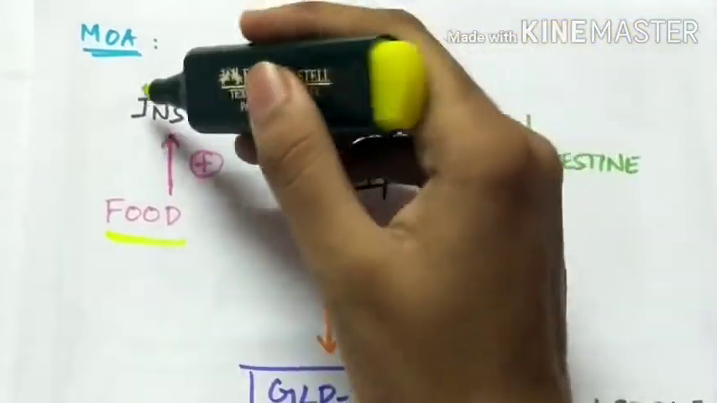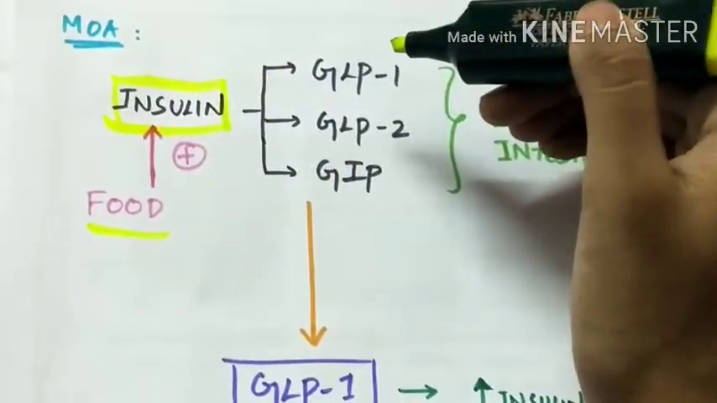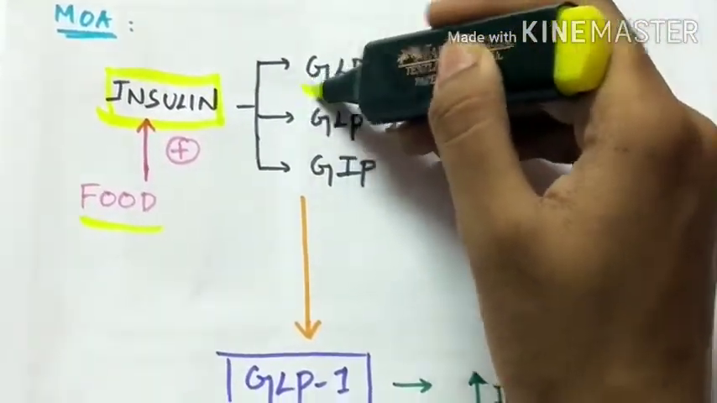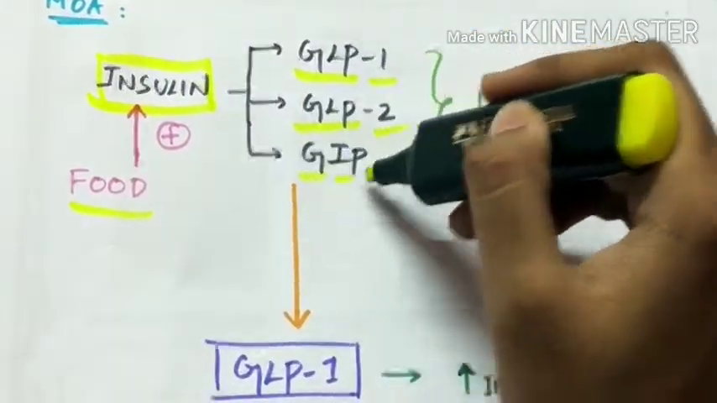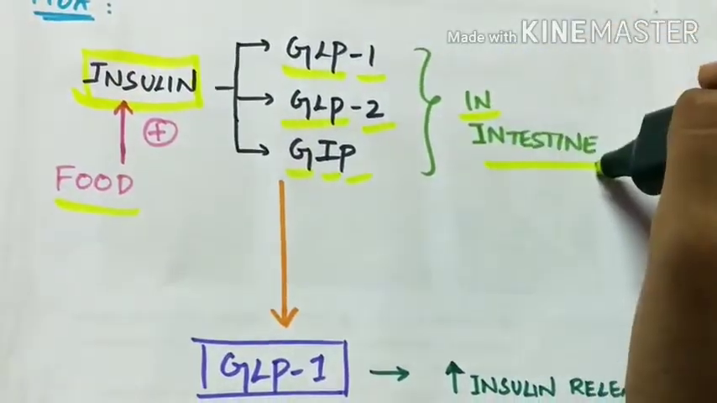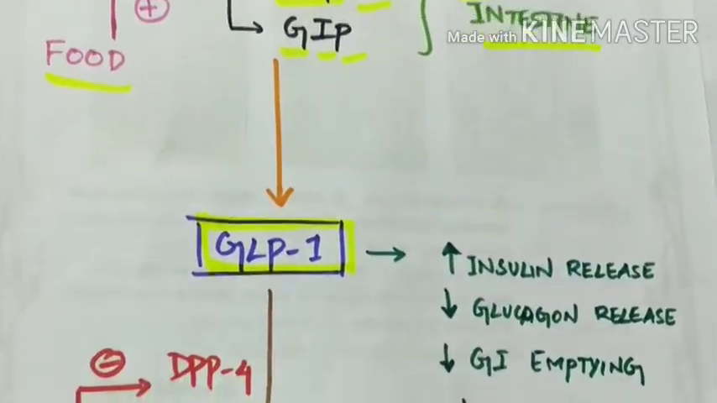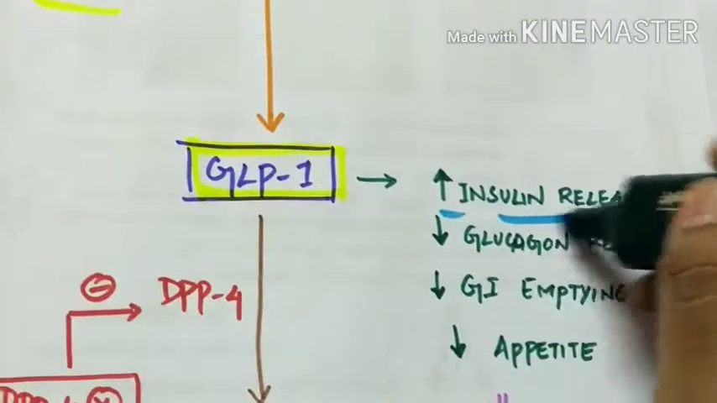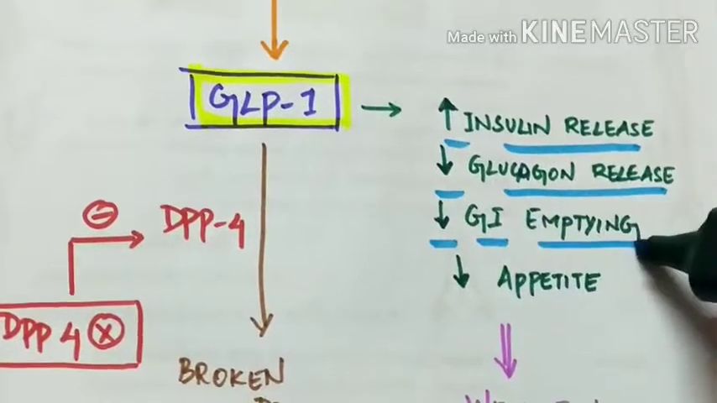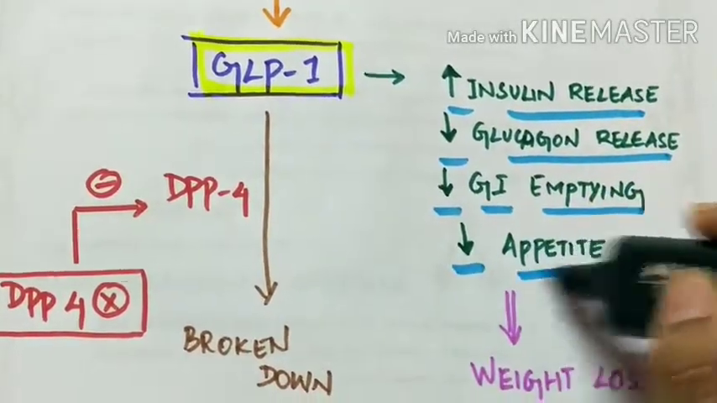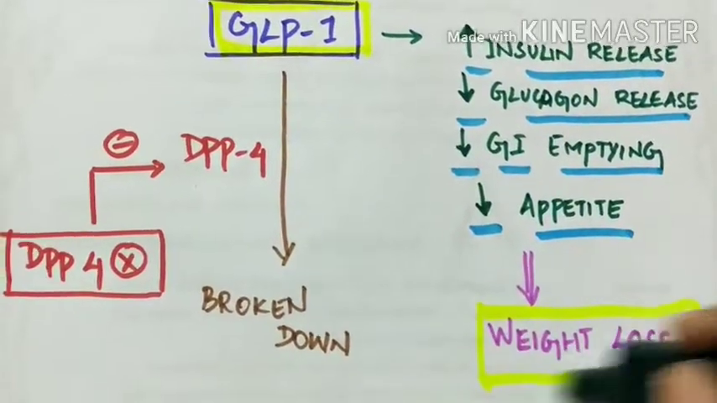After food, the food stimulates the release of glucagon-like peptide 1, glucagon-like peptide 2 and gastric inhibitory peptide. All these are produced in the intestine, among which glucagon-like peptide 1 increases the insulin release, decreases glucagon release, decreases the gastric emptying and also decreases the appetite. So by all these properties, this is used for weight loss.